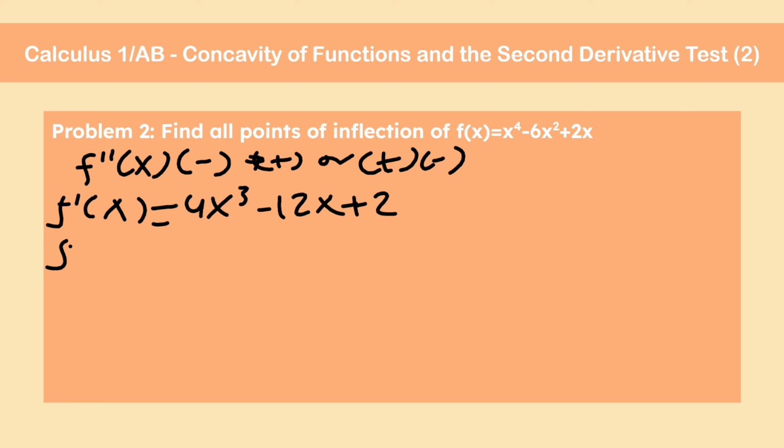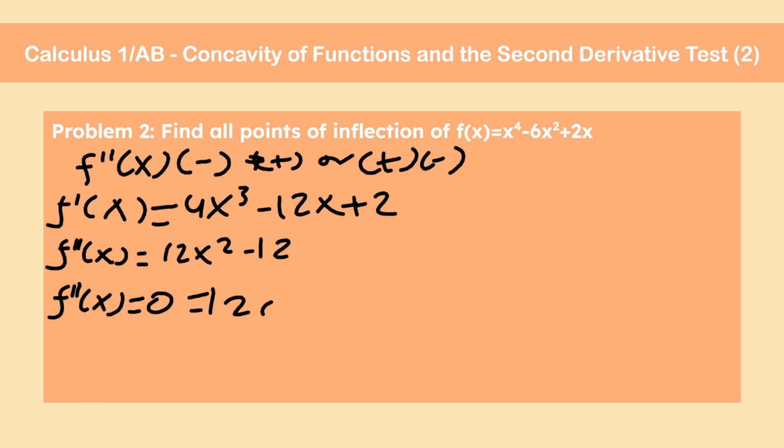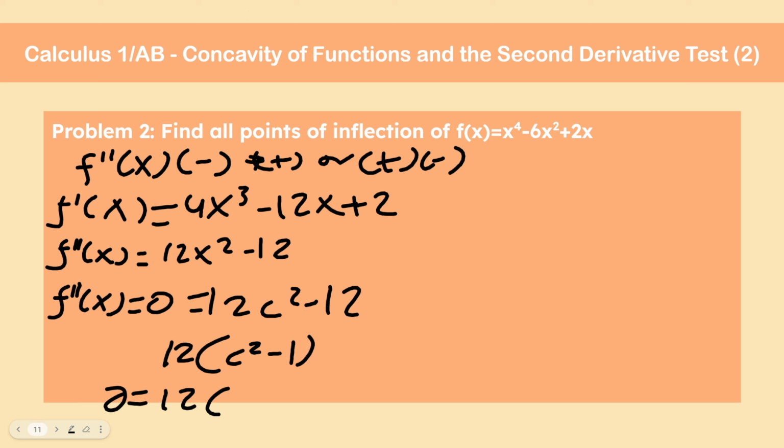Now we differentiate once more. So now we have the second derivative, 12x squared minus 12. And now we're going to solve for the values when the second derivative is equal to 0. So what we're going to do here is factor out a 12. So now we have 12 times x squared minus 1. And this is just a difference of squares. So we can say this is 12 times x plus 1 times x minus 1.